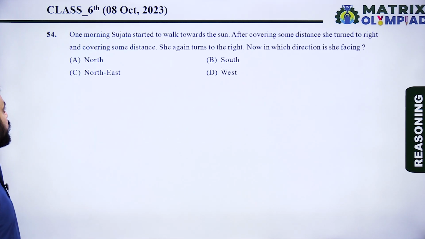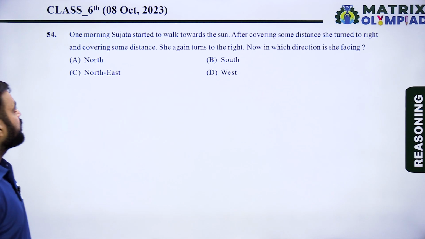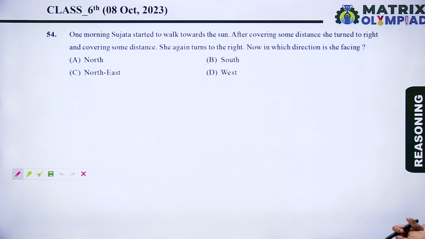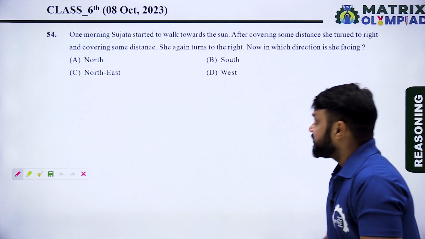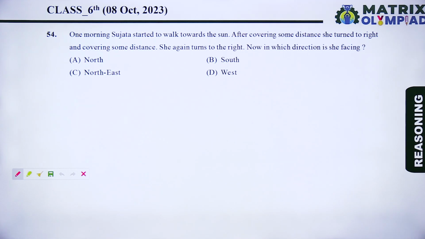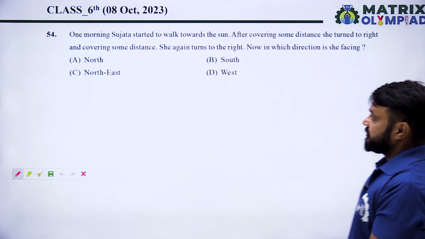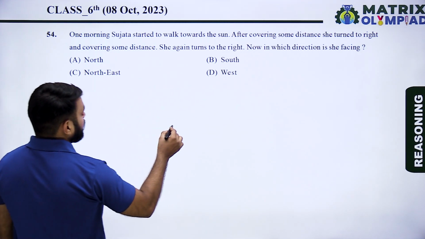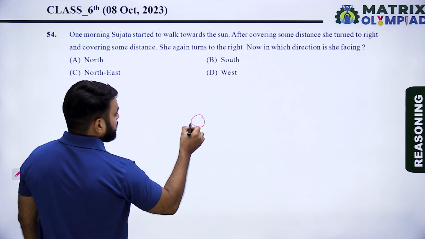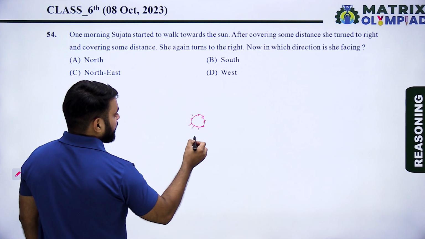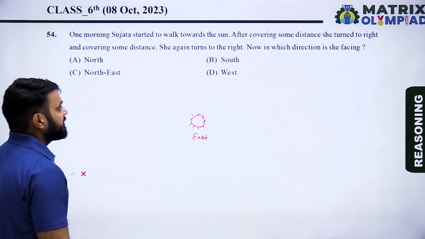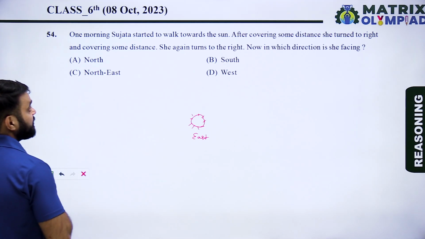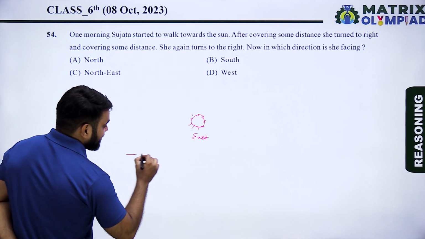Okay. Now move on to the next question. One morning, Sujata started to walk towards the sun. After covering some distance, she turns to the right and covers some distance. She again turned to the right. Now, in which direction is she facing? Direction based question. As you know, the position of the sun in the morning time is in the east direction. So Sujata started to walk towards the east direction.